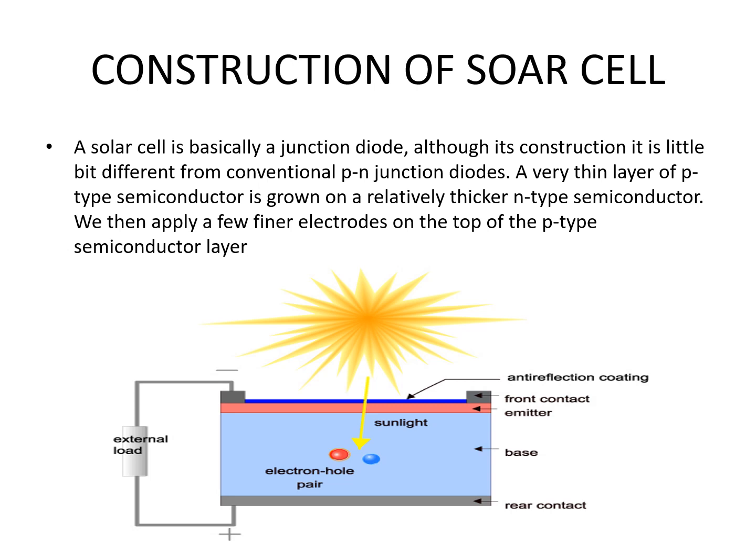So now let's see the construction of solar cell. A solar cell is basically a junction diode, although its construction is a little bit different from conventional PN junction diodes. A very thin layer of P-type semiconductor is grown on a relatively thicker N-type semiconductor. We then apply a few finer electrodes on the top of the P-type semiconductor layer. And below is the given diagram for the construction of the solar cell.